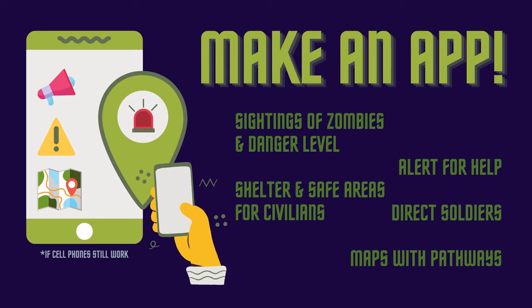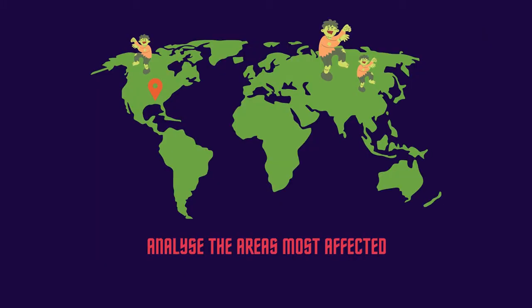We can allow sightings of zombies and determine the danger levels of specific areas. If you need help, you can sound an alarm to alert others nearby to come assist you. We can even map out shelters and safe areas for civilians, and even pathways, so soldiers and civilians could work together. Using math, we can analyze the areas most affected.